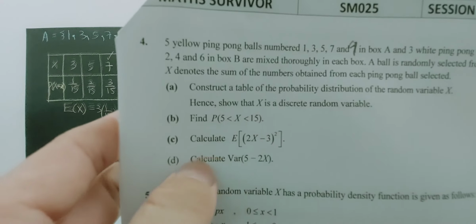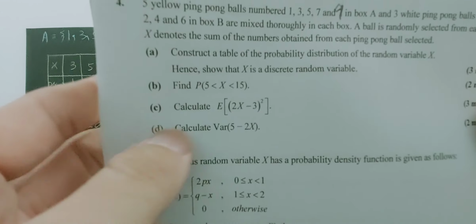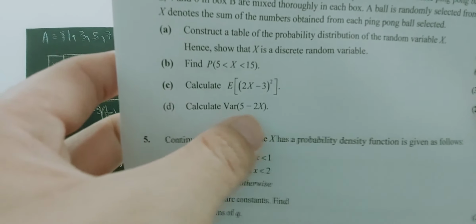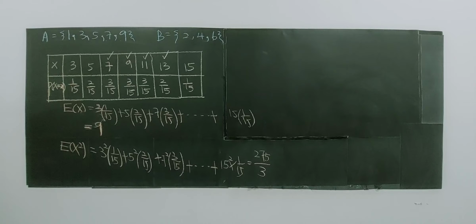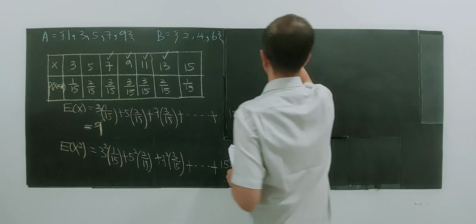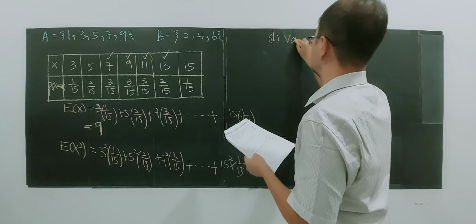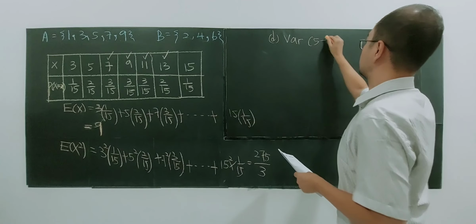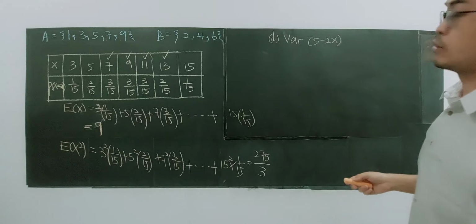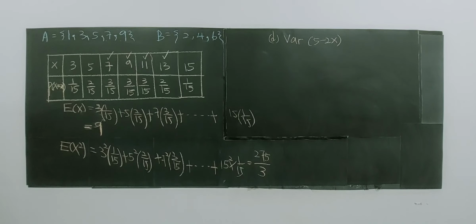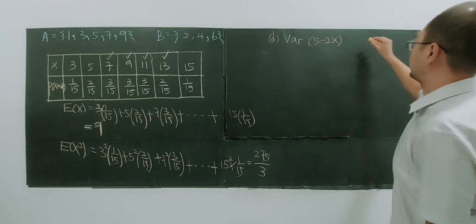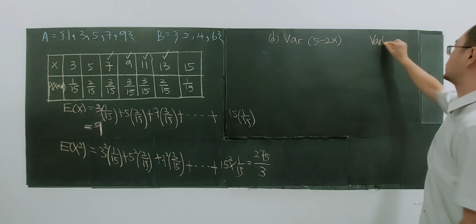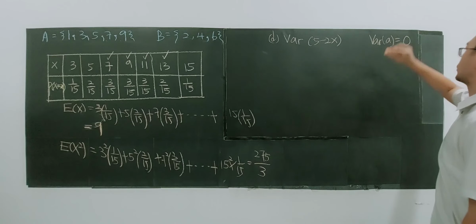So, C. Calculate the expectation of this function. Now we have to calculate the variance for 5 minus 2X. Let's see how to do this. For part D, they require us to find the variance of 5 minus 2X. Definitely you have to know the properties of discrete random variable for variance and mean expected value. So you know that the variance of a constant is 0.